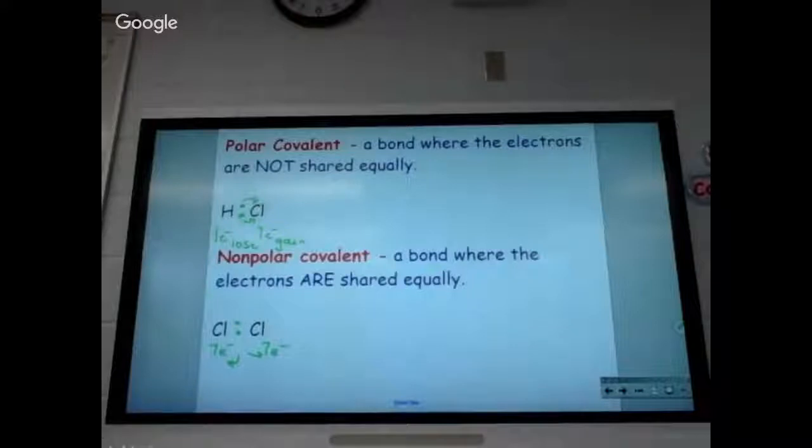My point is, the electrons are being shared equally. That's what it means to be nonpolar.